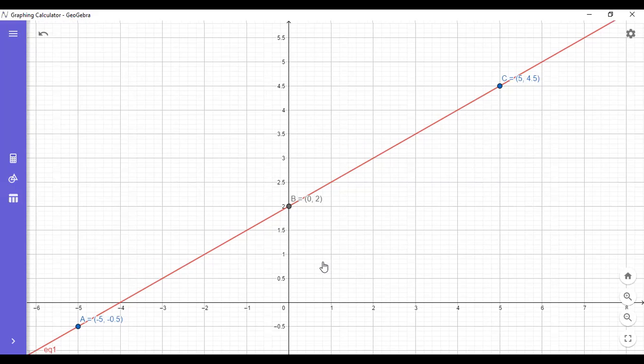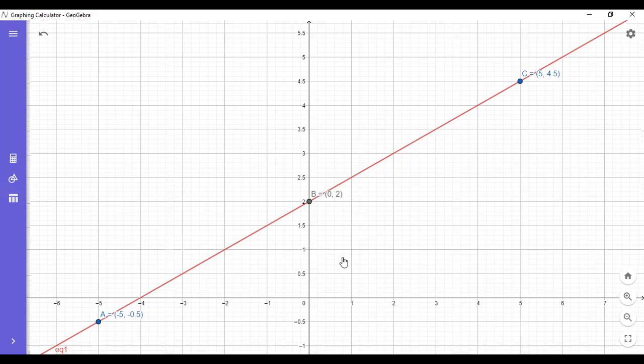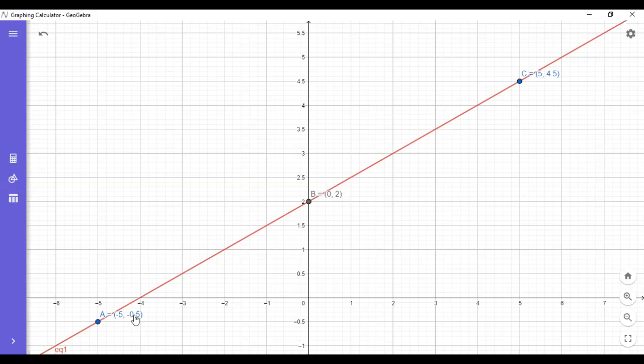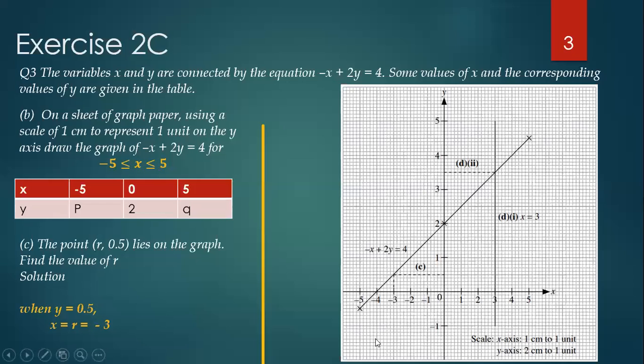So here I have got 3 points for my line where x is minus 5, y is 0.5; x is 0, y is 2; and x is 5, so y is 4.5. Now you can see it very clearly here. So let's go back to this graph. Okay, so this is showing the same line.